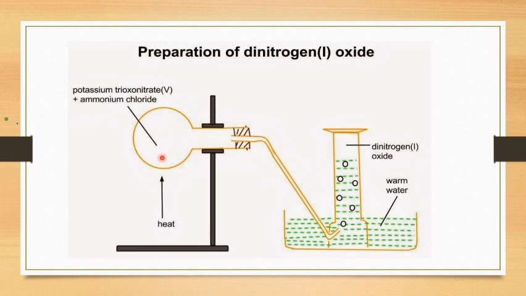Okay, so you can see here that potassium nitrate and ammonium chloride is being combined in a round bottom flask and heated. So upon heating, it is expected that the gas will pass through this delivery tube, and the gas that will be produced, definitely first, ammonium nitrate will be produced from this particular reaction we have here. So then the ammonium nitrate will now decompose to give us the nitrous oxide.